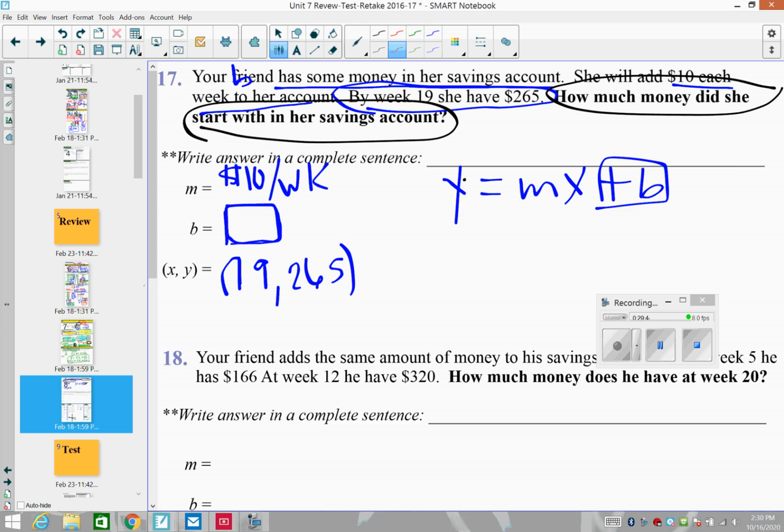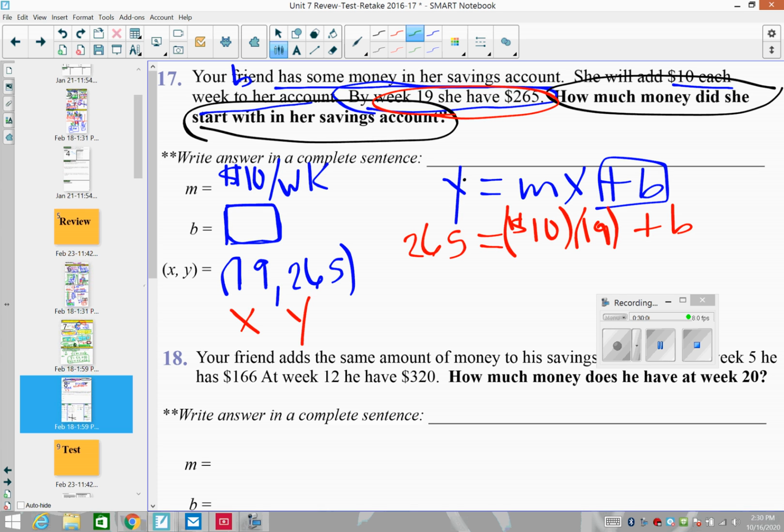So here we go. What do we know? We know x and y. y is $265. That's dollars. We know the slope is $10 per week, and we're talking 19 weeks because that's what they say at week 19. And we're going to solve for b. Cool. So we go 265 plus, multiply that. I can handle in my head because we're multiplying by 10. And we're going to solve for, I forgot the equal sign here.